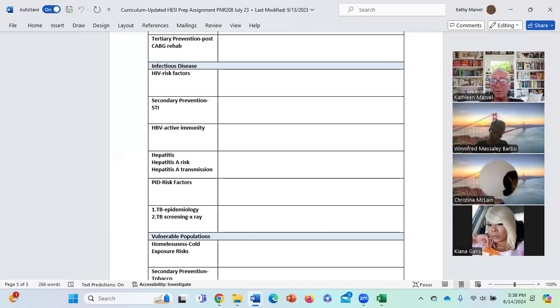Yes. What about risk factors? We had a quiz question about PID risk factors. So again, think clinical judgment. What are your risk factors for PID? Remember that quiz question about abdominal pain, abdominal pressure? What are the other risk factors?